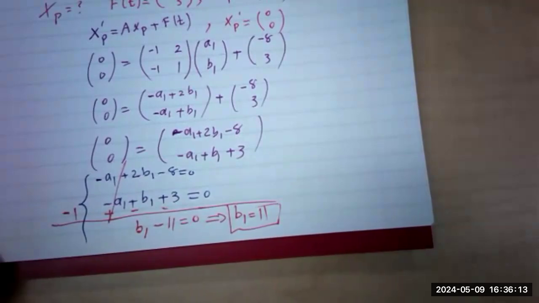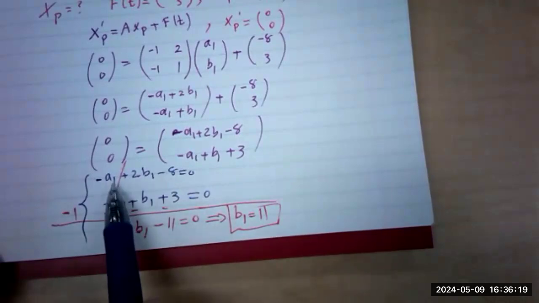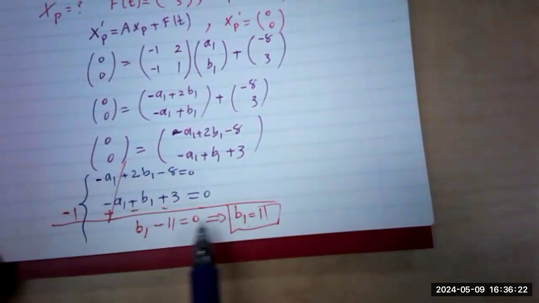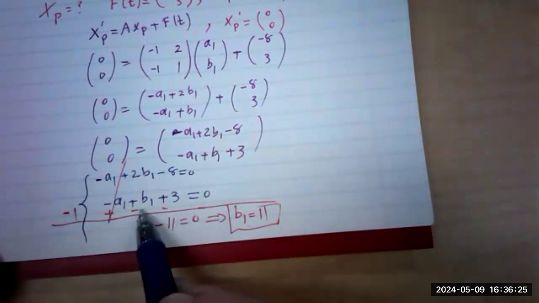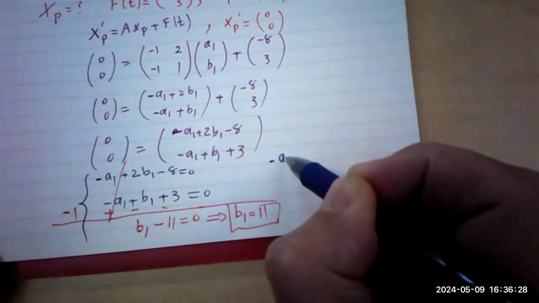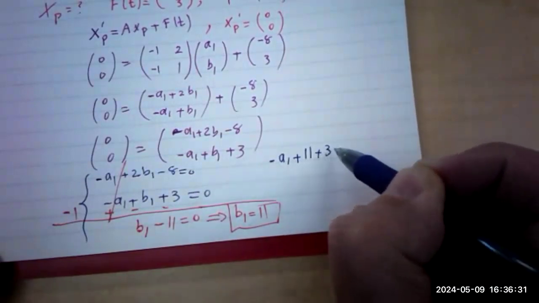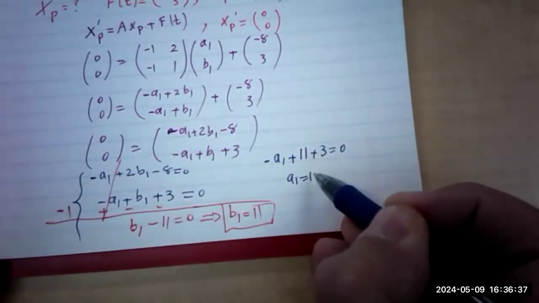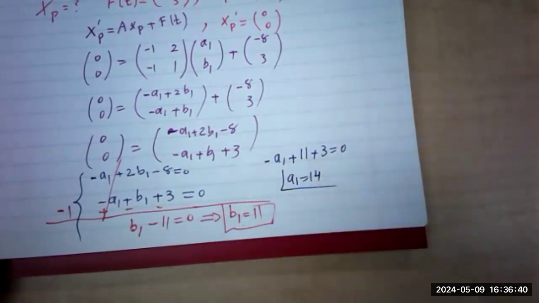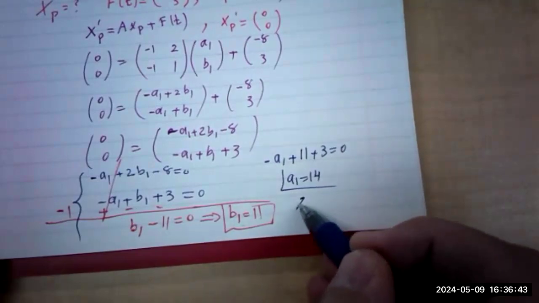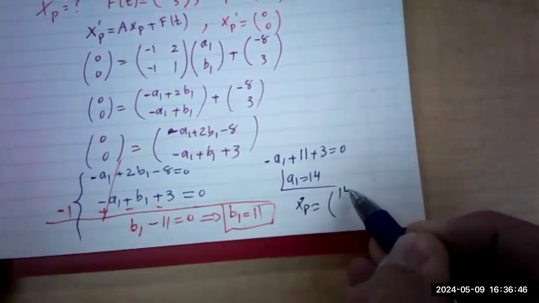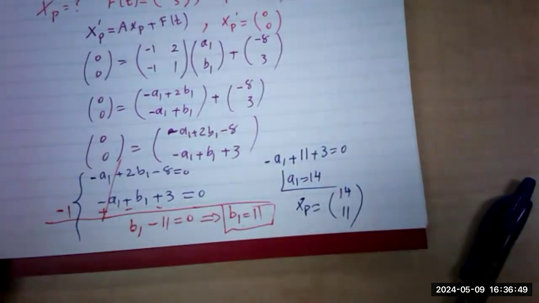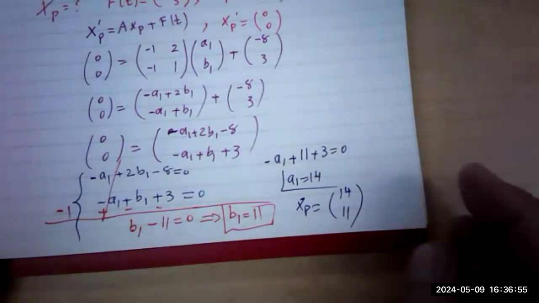That's B1. Go back and substitute in one of those equations to give you A1. If you substitute in the first or the second, it doesn't matter. You substitute in the second one, so that gives you negative A1 plus 11 plus 3 equal to 0. 3 and 11 would be 14, so A1 would be 14. So you have it. So what's going to be your xp? xp is going to be A1 is 14, B1 is 11. Okay, this is one particular solution. Then you add them together, and you declare the solution of the system.